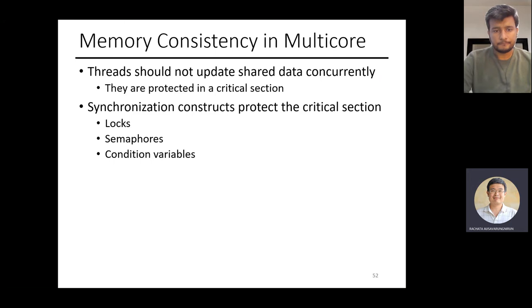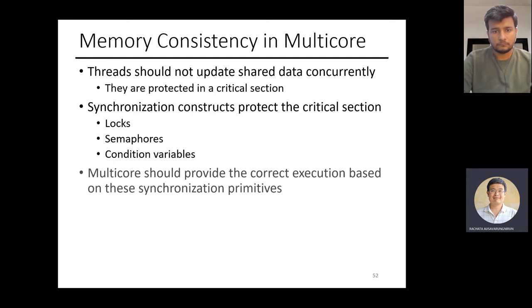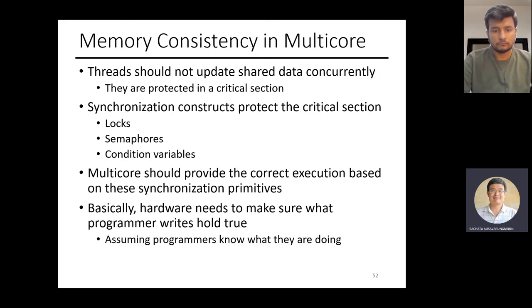Now it's the task of the hardware. I see locks, I see semaphore, I see conditional variable. I want to make the program fast still, right? So I should still be able to provide the correct execution based on this lock, semaphore, and conditional variable, including atomic operation, and making sure the hardware sees what the programmer tells you to do, assuming that you know what you're doing as a programmer, right?